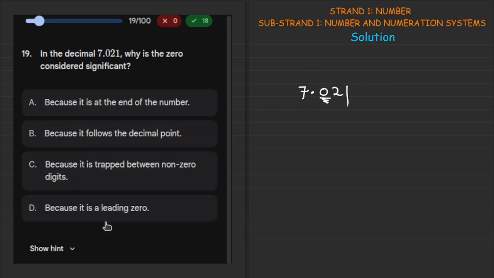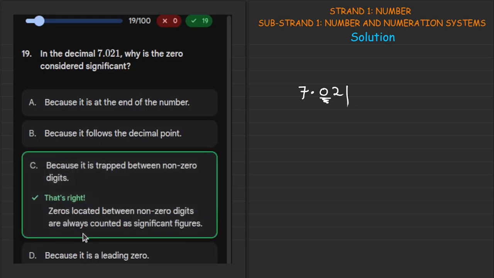So looking at our options here, it says because it is at the end of the number. That is not true. It is because it follows the decimal point. That is also not true. C says because it is trapped between non-zero digits. That is true. So 0 located between non-zero digits are always counted as significant. We either call them trapped zeros or sandwiched zeros.